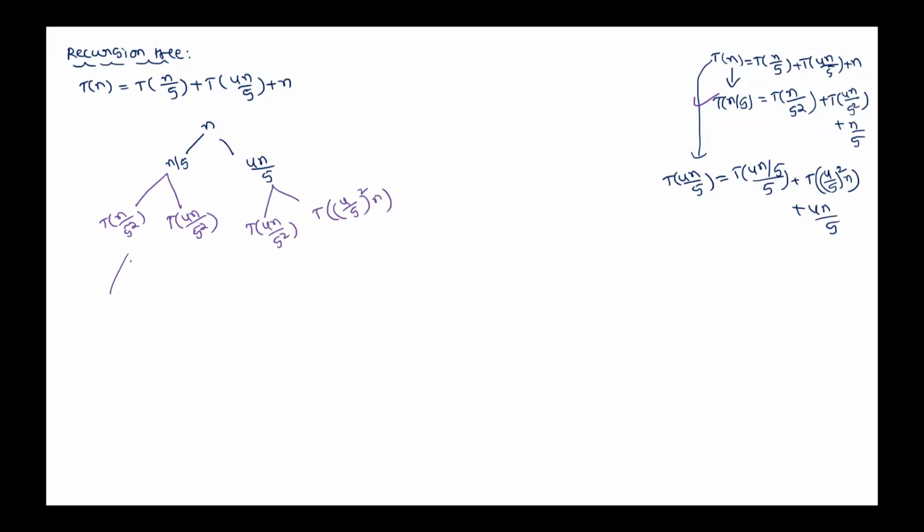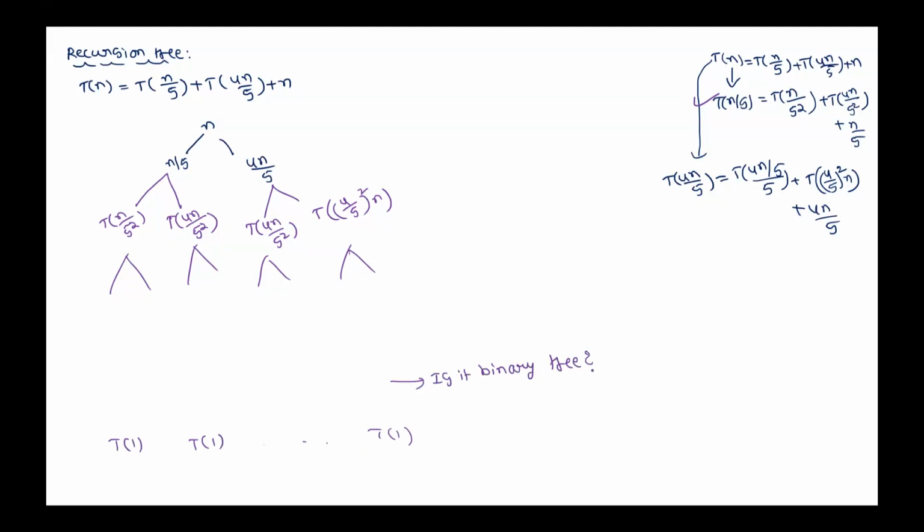Keep expanding like this. Whatever tree we get, is it finally last, say, t of 1, t of 1 like this? Whatever tree we get here, is it a complete binary tree? Is it a binary tree or not?